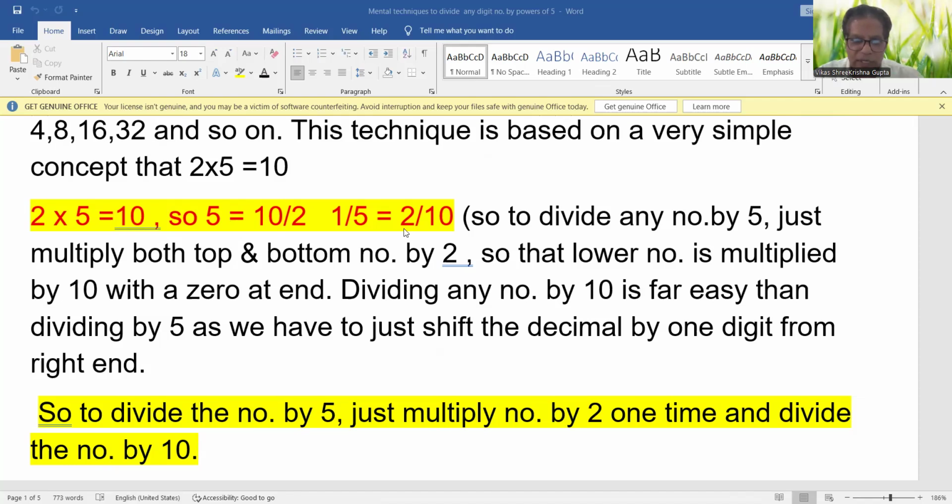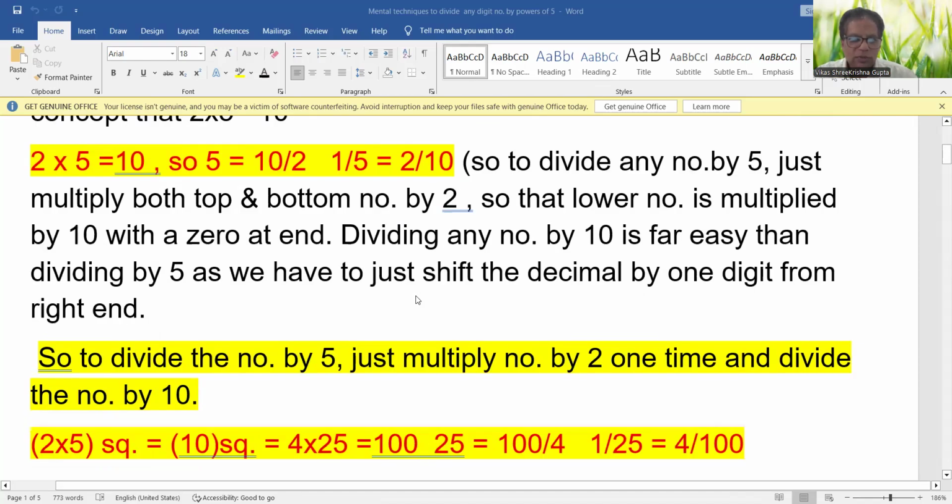2 by 10 means what does it mean? That I will divide the number by 10 and I will multiply the number by 2. Now division by 10 is very easy because you just have to shift the decimal to the left by one digit, right? And multiplication by 2 is also very easy. I will teach you a very simple technique of multiplying any number by 2 from left to right. How can you do that in just a fraction of a second, from left to right? I will show you in this video.